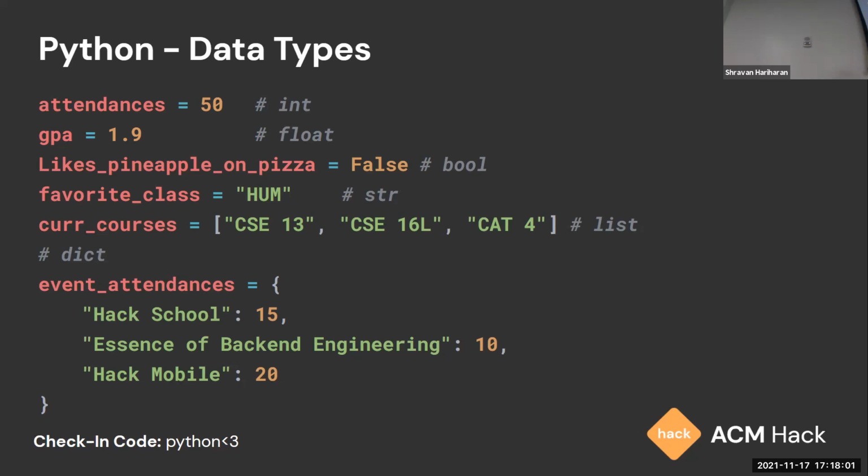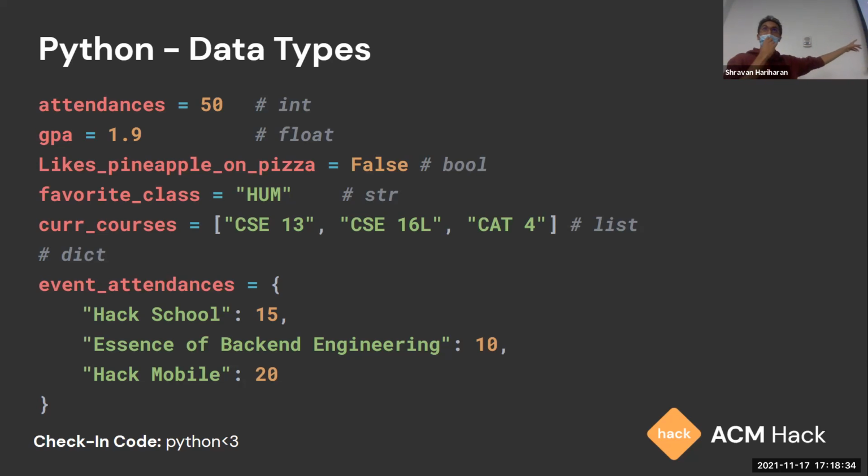And we also have something called a dict. We'll talk about this a little bit later, but a dictionary is simply a mapping from one value to another. For example, here you see there are brackets and a kind of dictionary structure where we have a key, which is hack school, and a value, which is 15. So here you can see it's a map of events to the attendance count. Essence of Back Engineering might have 10, Hackmo might have 20. Dictionaries are the equivalent of Java hash maps, or hash maps in general.